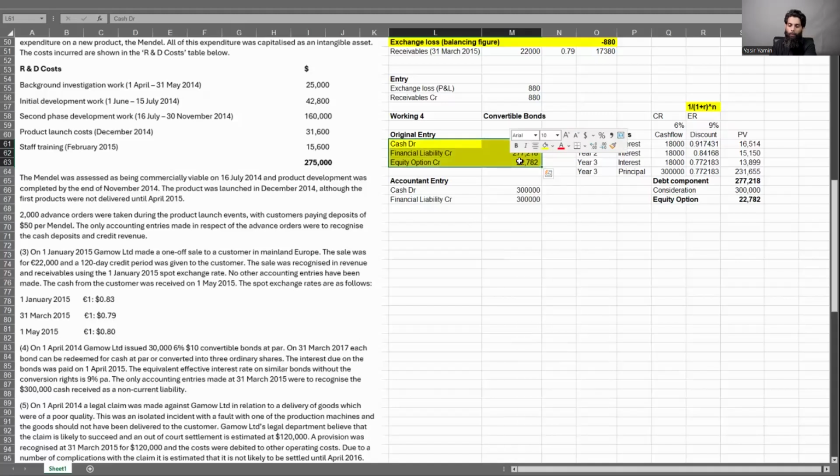Is it clear to everybody? Let me know. Sanola, what should I repeat? Cash debit 300,000, the liability component being present value of all cash flows, the debt component, and the rest is equity option. Cash debit, financial liability credit, equity option credit. This is the accounting entry that should have been prepared. Is it clear for everyone?